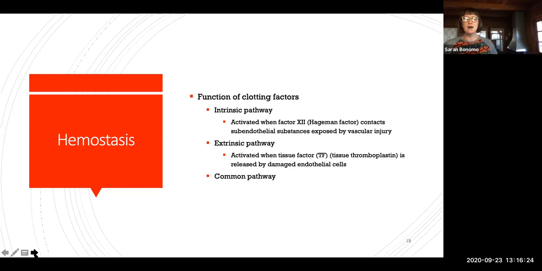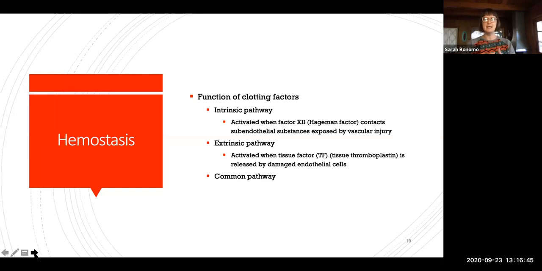Okay, so when we're talking about hemostasis, or stopping bleeding, we've got a couple of different components of our clotting factors that we want to talk about. We've got the intrinsic pathway and the extrinsic pathway. And basically the end goal of this is we want to make a blood clot.